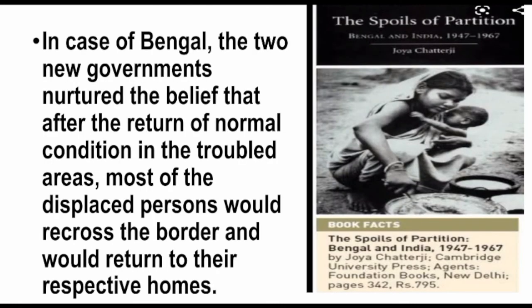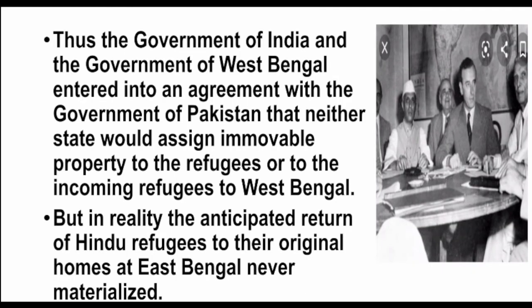In the case of Bengal, the two new governments nurtured the belief that after the return of normal conditions in the troubled areas, most of the displaced persons would recross the border and return to their respective homes. So it was decided by the Government of India, the Government of West Bengal and the Government of Pakistan that after the situation became normal, the people would again cross the border and go to their respective places of residence.